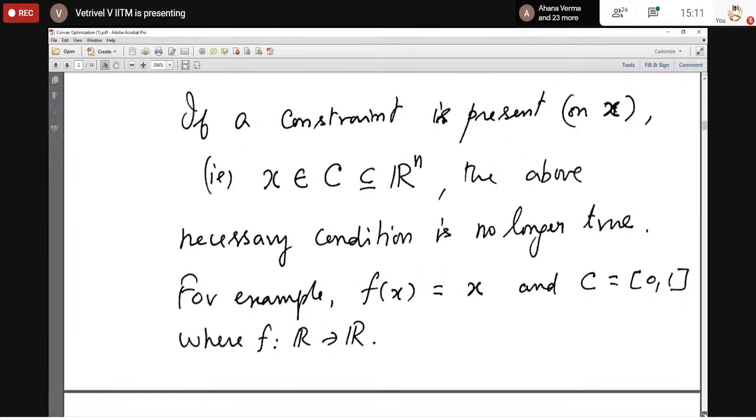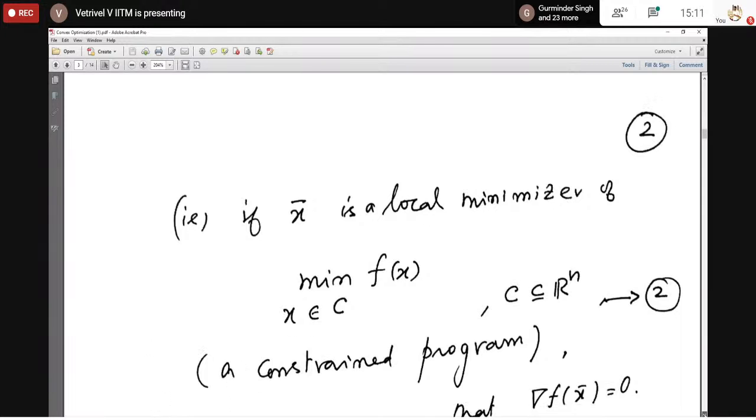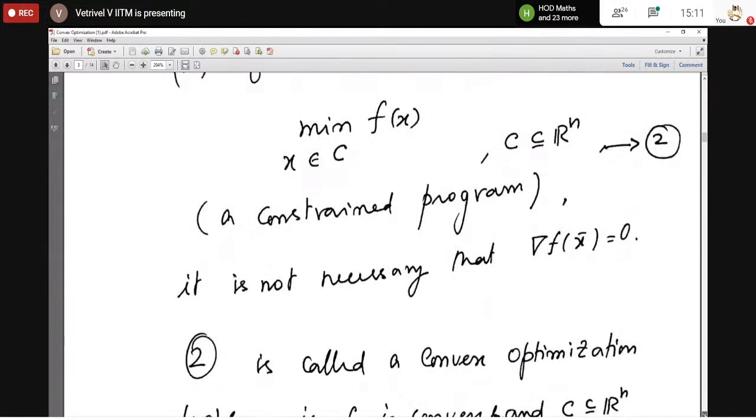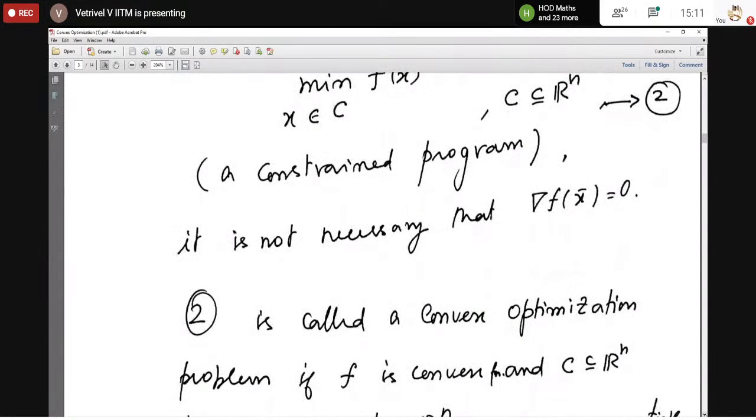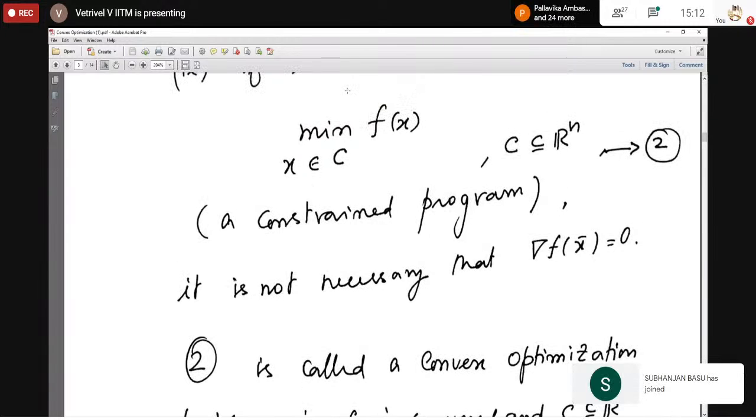So generally, we want to develop this. If this is my problem, minimize f of x, and x bar is a local minimizer, local minimizer means only in the neighborhood it should satisfy that inequality: f of x bar is less than or equal to f of x. Such a problem is called a constrained program. It is not necessary that the gradient is equal to 0. So we call this program a convex program.